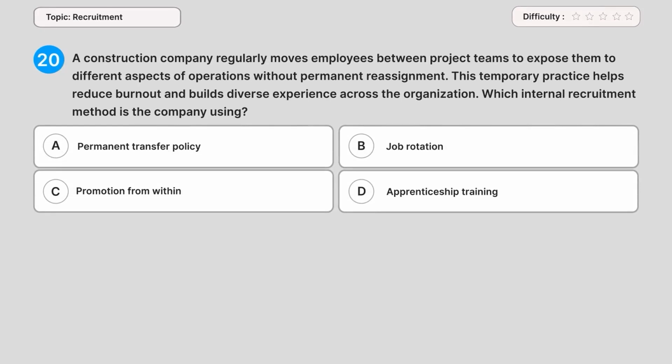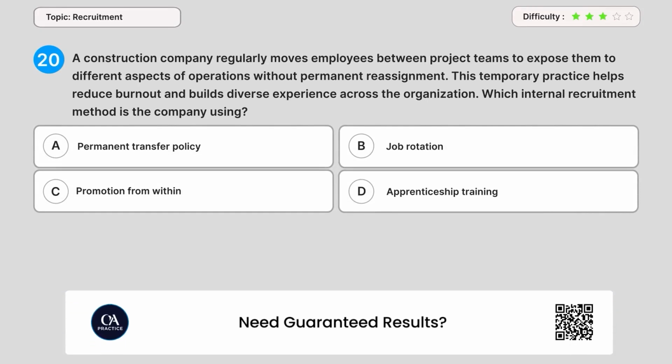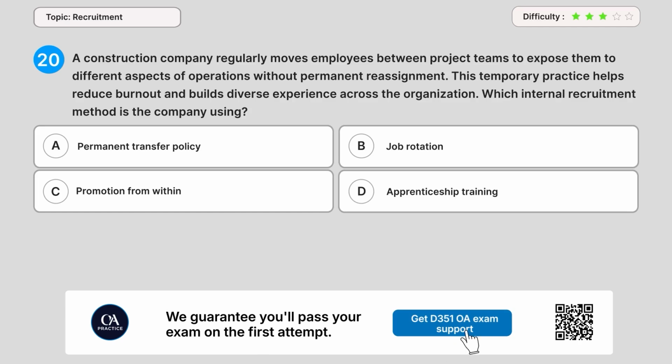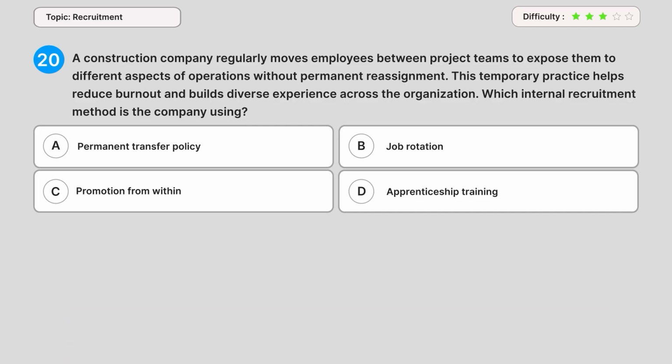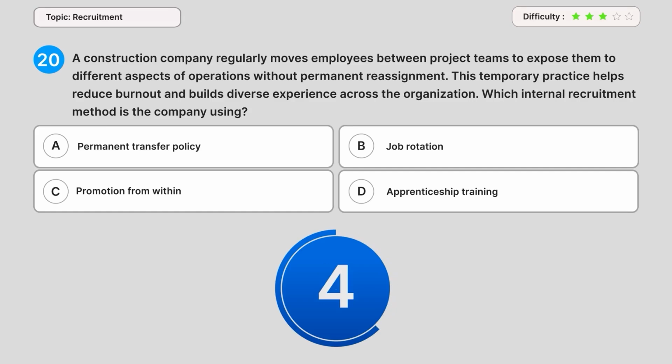20. A construction company regularly moves employees between project teams to expose them to different aspects of operations without permanent reassignment. This temporary practice helps reduce burnout and builds diverse experience across the organisation. Which internal recruitment method is the company using? A. Permanent transfer policy. B. Job rotation. C. Promotion from within. D. Apprenticeship training. Can you guess the answer?